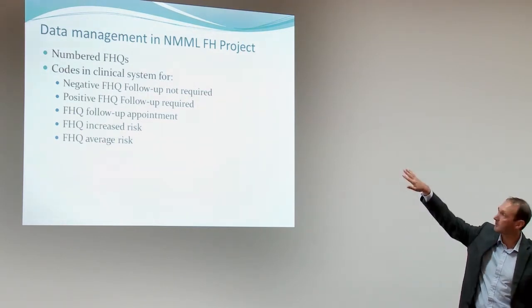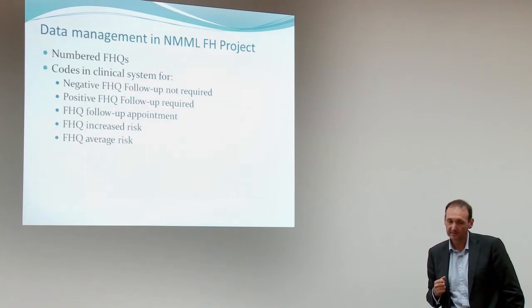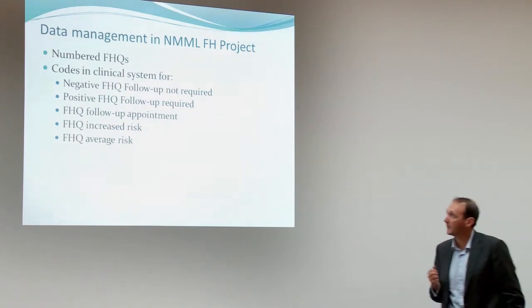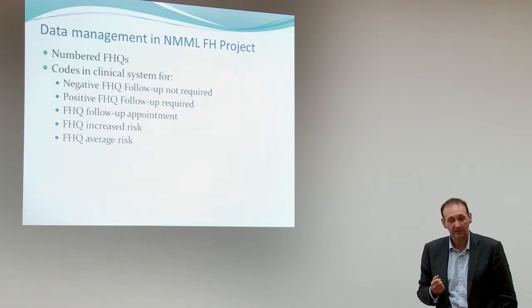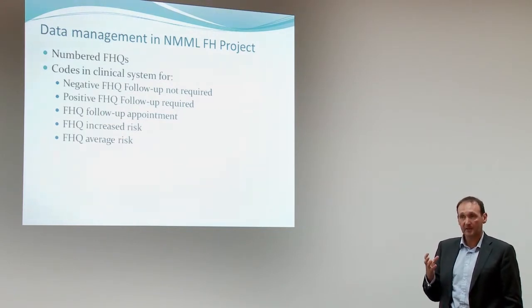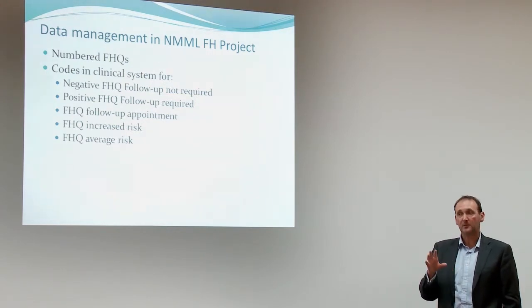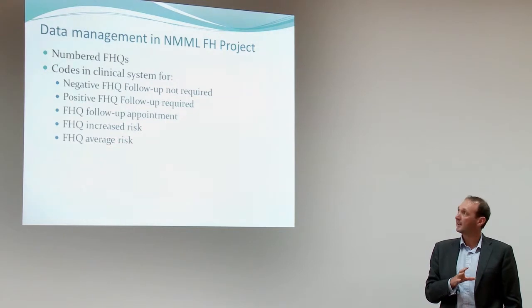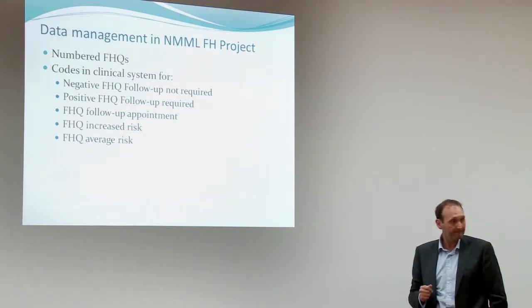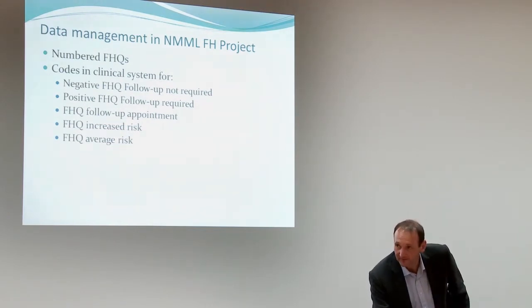we can see how people have flowed through that pathway, so that we can actually count the numbers in each different part of that pathway. So there needs to be a code for a negative family history questionnaire where no follow-up is required, a separate code for a positive family history questionnaire where follow-up is required, then a code to show that a family history assessment appointment has occurred, and then the ability to identify which were identified at increased risk and which were at average risk. Amanda, you can talk more about the support for that in a moment.